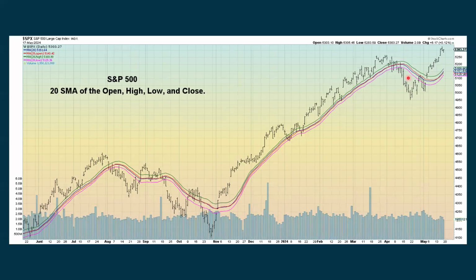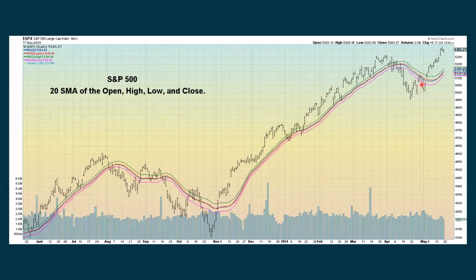Then this is an indicator that I developed a long time ago. It's really just a 20-period simple moving average of the open, high, low, close. This produces its own little mini rainbow. And when we're going up and we pull back, one of these lines will often provide support. When we're going down and then we start to bounce back up, one of these lines may provide resistance.